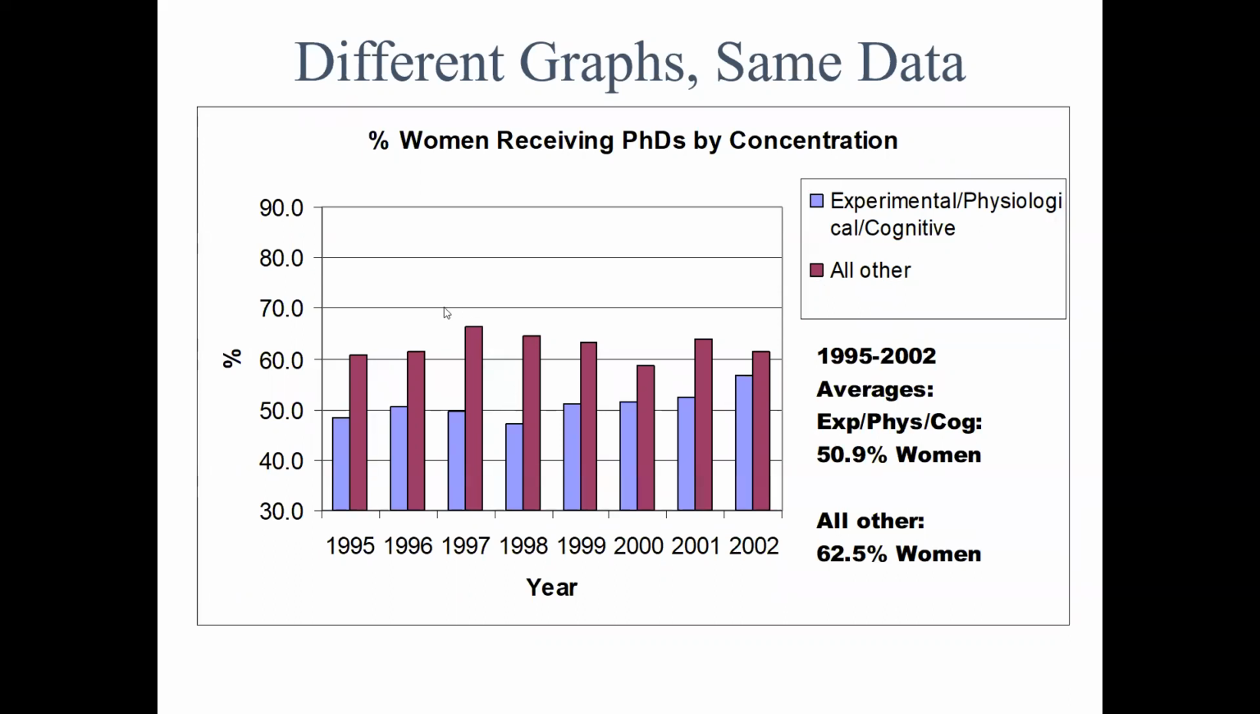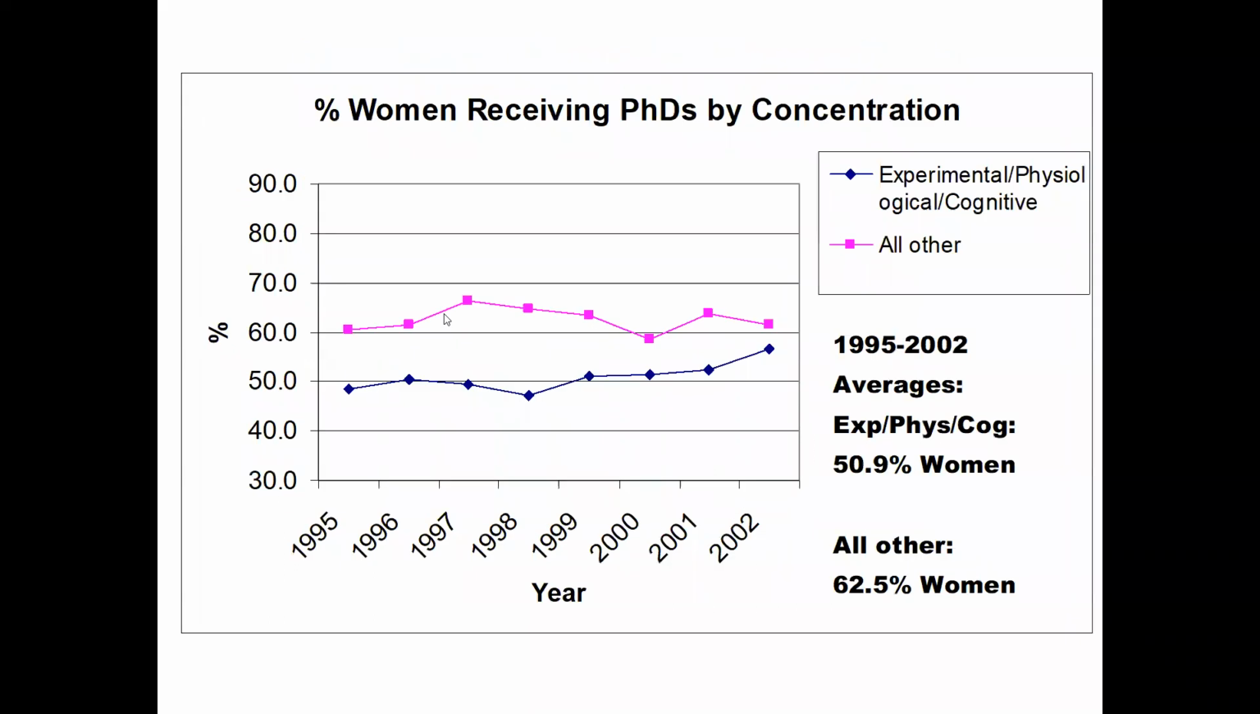Now we can present these same data as a bar chart. And sometimes bar charts are more interesting and easier to understand, right? So we can see here, it clearly shows that the number of people receiving PhDs in experimental physiological cognitive is consistently fewer than those receiving PhD in other concentrations, but we can also see it increases. So in this sense, sometimes a line chart is better than a bar chart. Remember, graphs are all about presenting data visually in a way that is easy to understand. So that's our main goal.